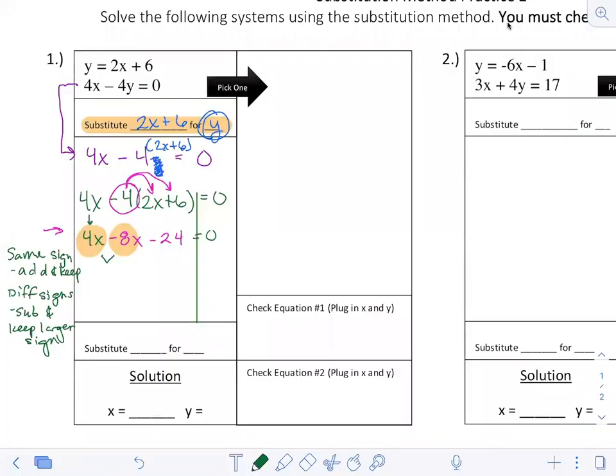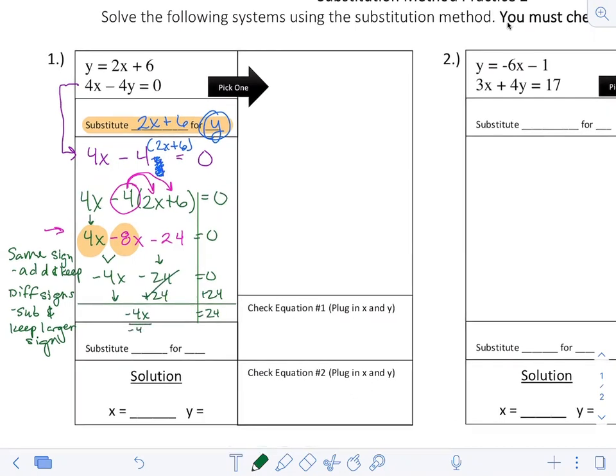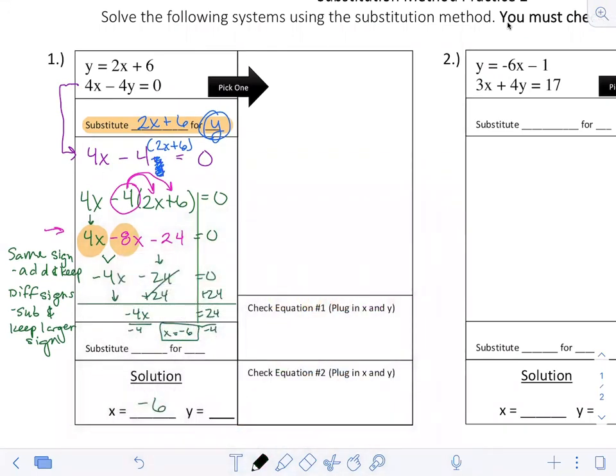All right, so combine these, we get a -4x. Different signs, subtract. I get 4, 8's bigger, 8's negative, so -4x. Bring down my -24, and that equals 0. So I add 24 to both sides. These cancel out. I get negative 4x equals 24 plus 0 is 24. Divide everything by negative 4. You see here that x equals 24 divided by negative 4 is negative 6. So I get negative 6 for x. Good.